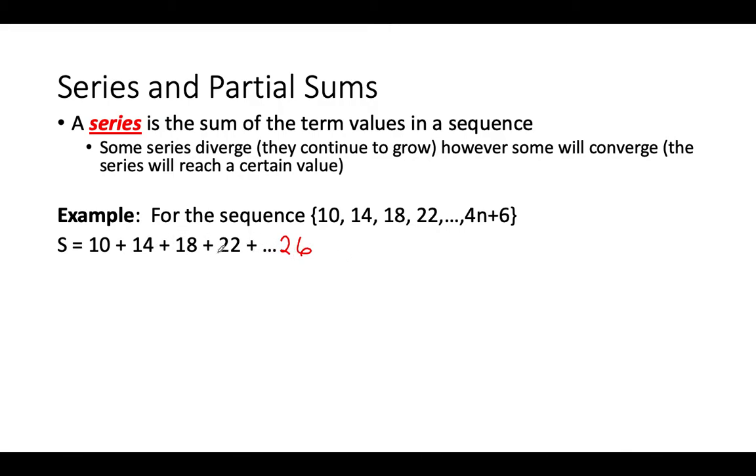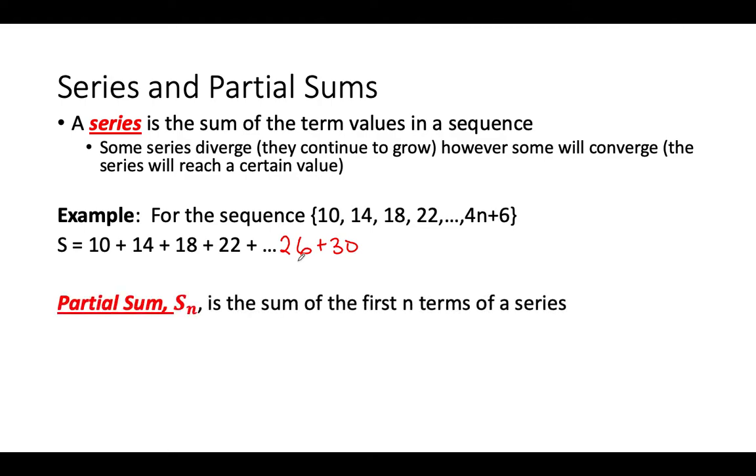This would be an example of one that diverges, because as you add more of these numbers are getting bigger, and so it'll never approach a certain value because you're just adding more and more each time. But we can talk about partial sums, and so we use the notation S sub n. And so S sub n is the sum of the first n terms of a series.